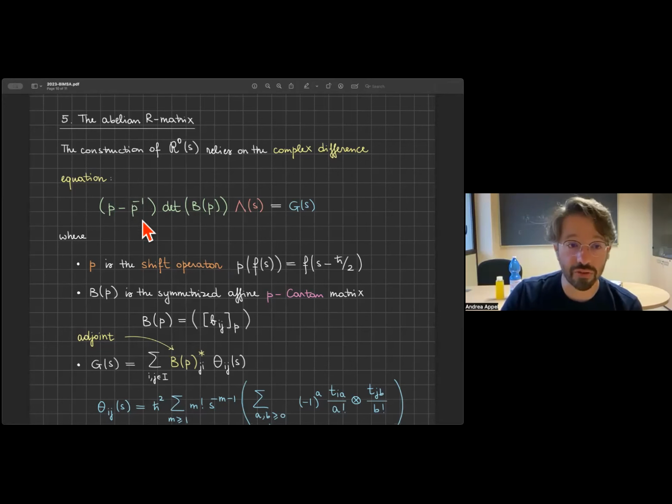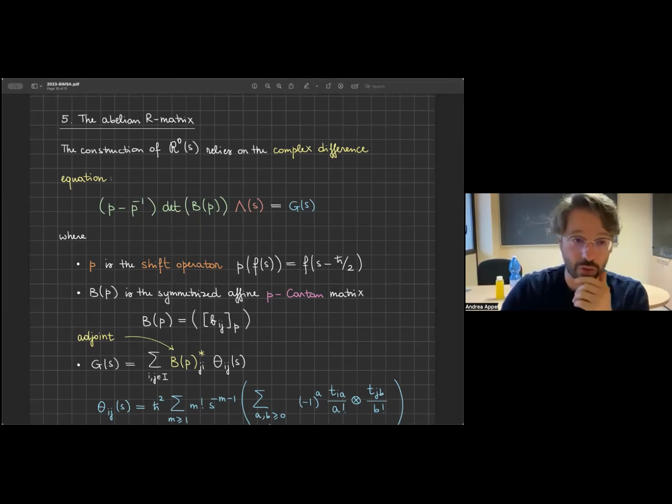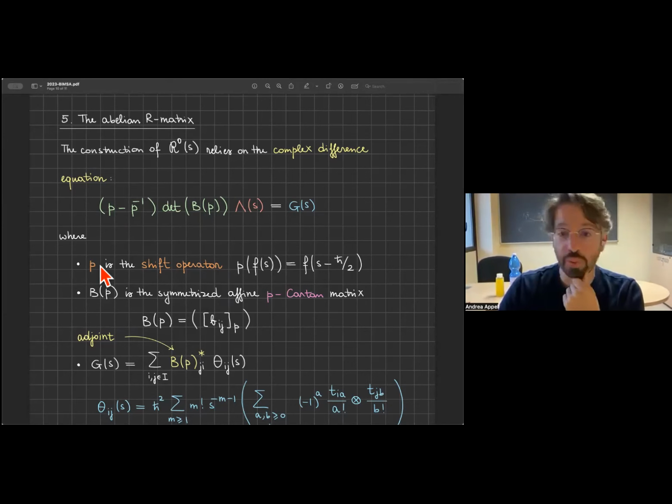The difference operator is here in green. The function that I want to find, lambda s, is here in red. And this is what I need to find, the constant term in the equation. So what is P? P is a shift operator: it simply takes a function of S and sends it to S shifted by minus hbar over 2.